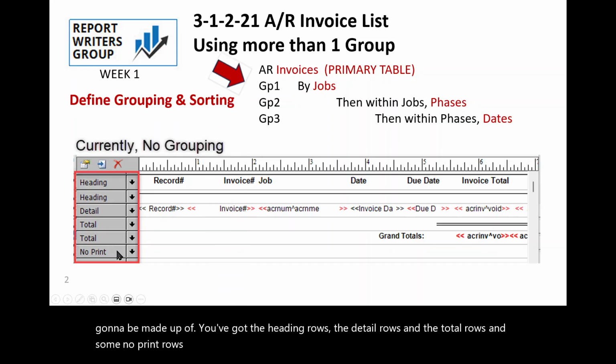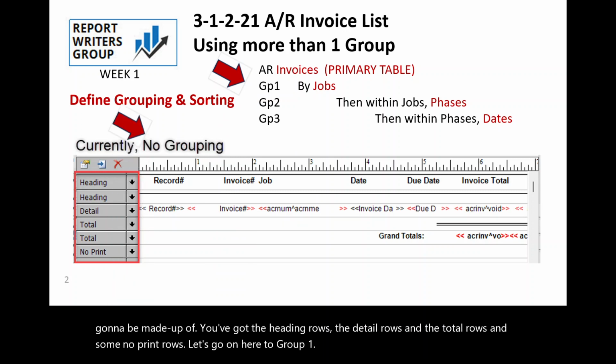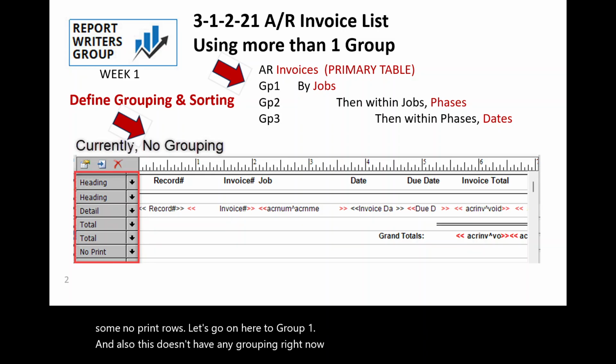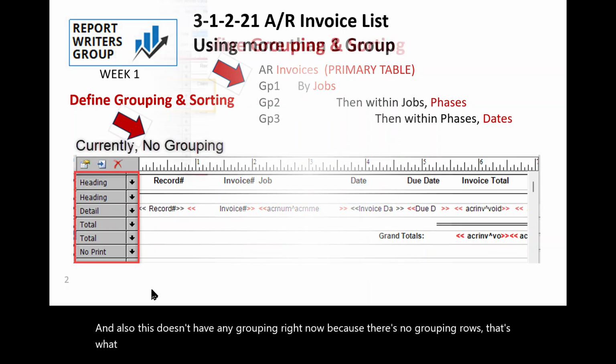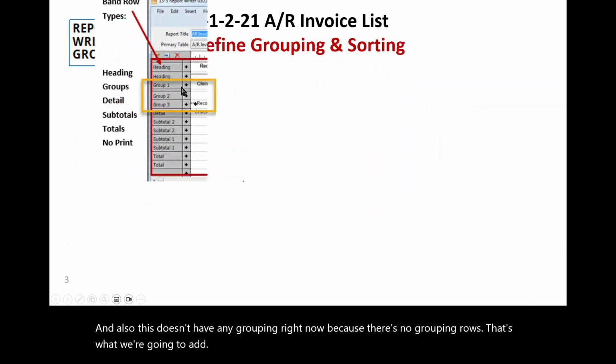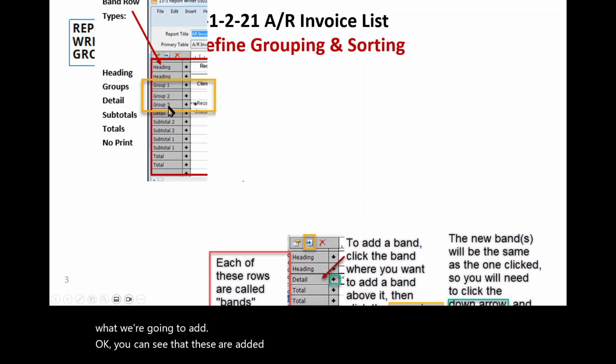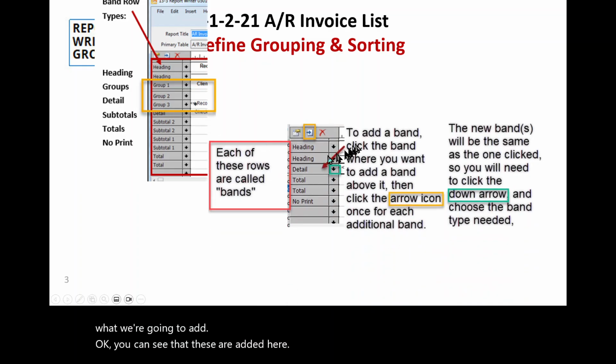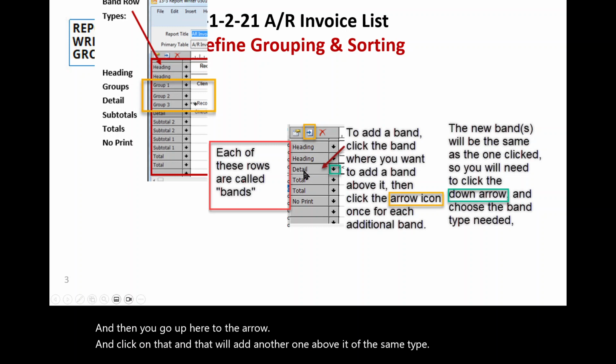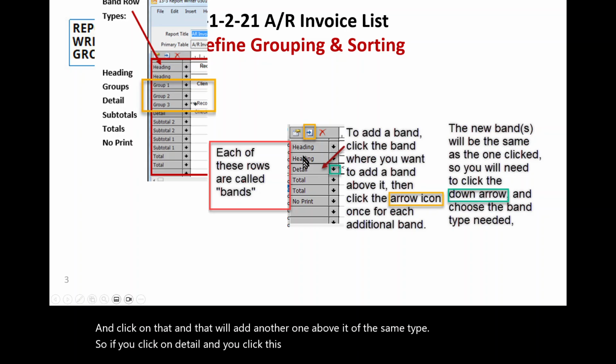Let's go on here to group 1. Also, this doesn't have any grouping right now because there are no grouping rows. That's what we're going to add. Okay, you can see that these are added here. To add a band or a row, you click on the band, and then you go up here to the arrow and click on that, and that will add another one above it of the same type. So if you click on detail and you click this, you'll get another detail one above it.